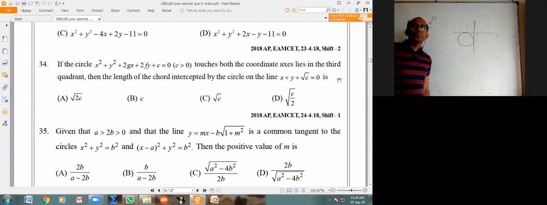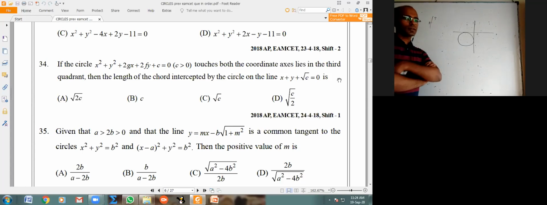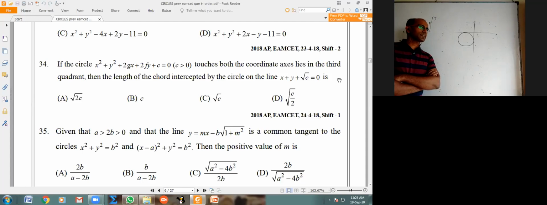All of them will have a common chord or tangent. Not necessarily, because if you subtract, their common chord passes through the origin. Yes, that is correct. Out of this family, you take any two, their common chord passes through the origin. Okay. Anything else further?